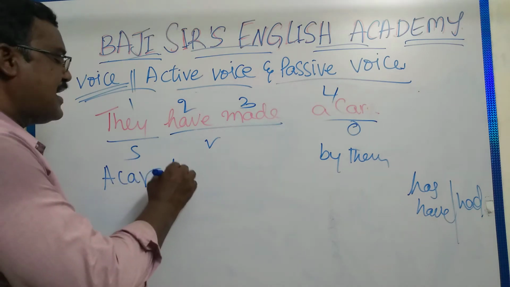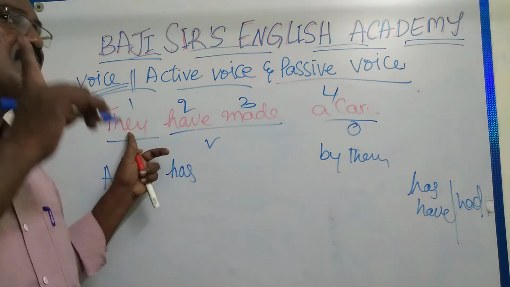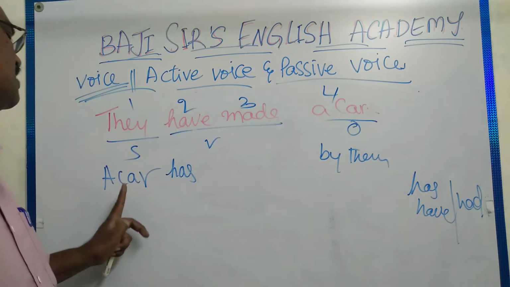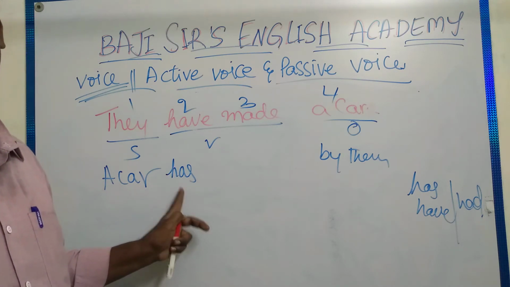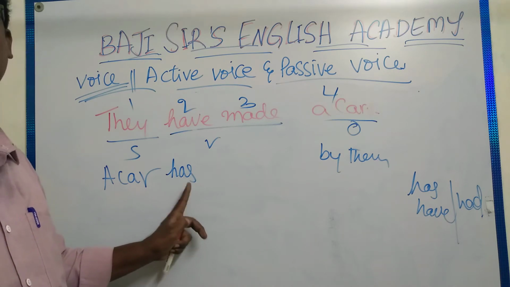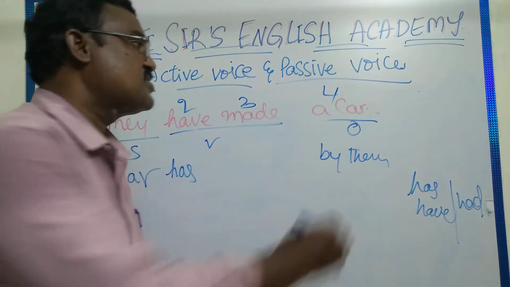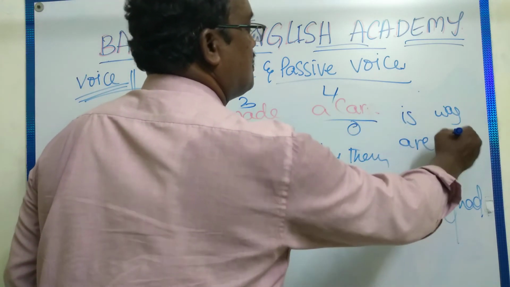So a car has. Here the difference we have to understand. They means more than one, plural have form we have to write. Plural subject, plural have form. A car means one. That's why singular have form we have to write. Singular have form or singular be form means at the end of the verb, s is there. Keep in your mind. See here, s. Be forms already I told you: am, is, are, past tense, was, were.